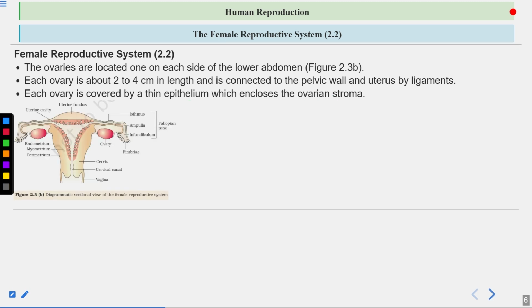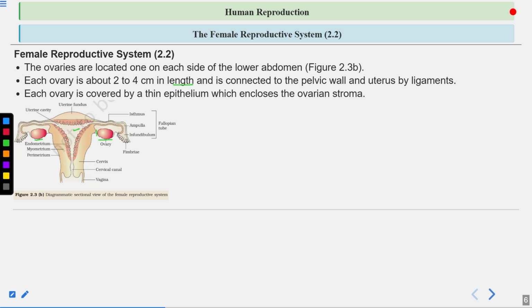So you can see here, this is a diagrammatic sectional view of the female reproductive system. There is a pair of ovaries, and you can see they are 2 to 4 centimeters in length. Clear? They are connected to the pelvic wall and uterus by the ligaments. So this is the uterus. They are connected to the uterus as well as to the pelvic wall by the ligaments.